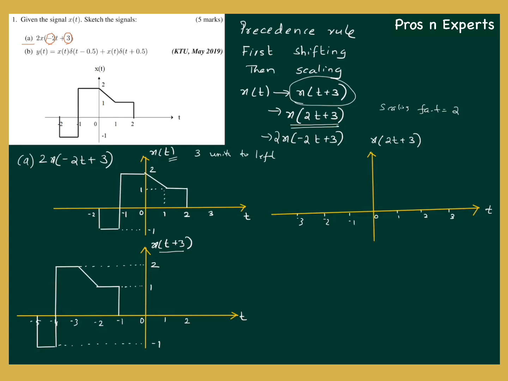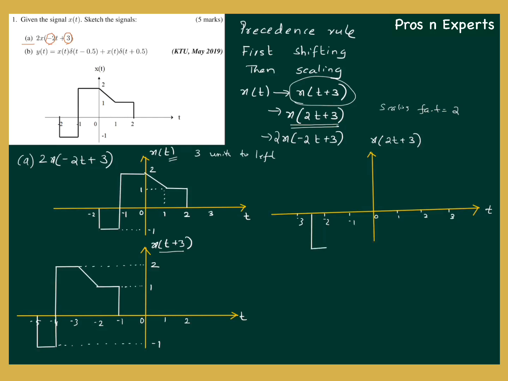We have to divide every time instant in x of t plus 3 by 2 to get x of 2t plus 3, right? So the amplitude at -5 goes to -2.5. So -2.5 was somewhere here. So this amplitude goes like this. Okay, now the amplitude at -4, this whole section goes to -4 by 2, that is -2, just here. Okay, let me draw that.